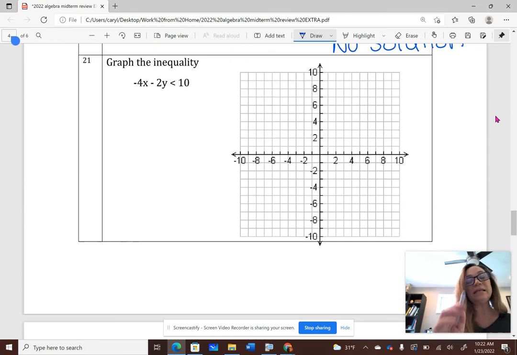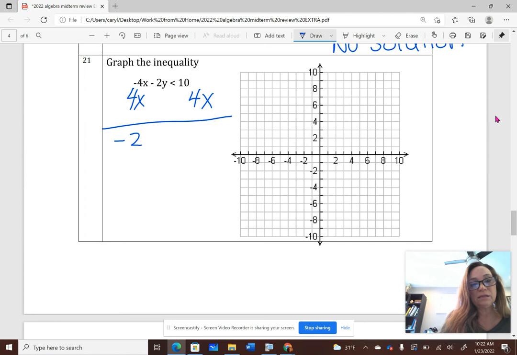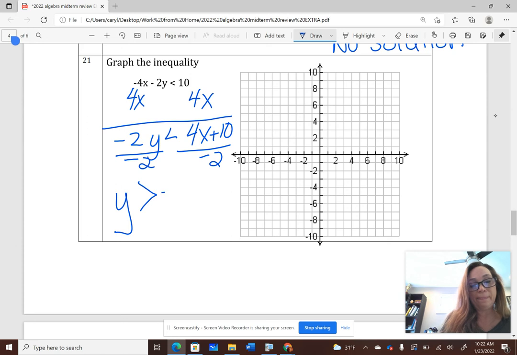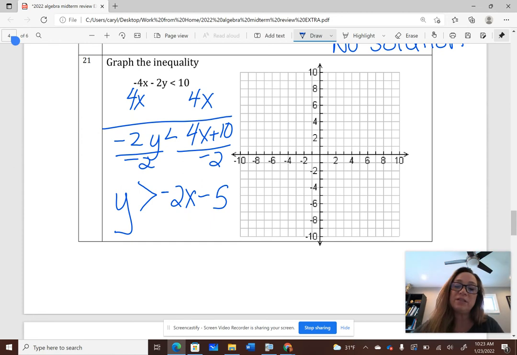All right, so this, it's a graph. It's going to be the line and the shading. But first, you got to put it in y equals form. So the opposite of subtracting 4x is adding 4x. And then I have to divide by -2. Be careful when you divide by a negative because you got to flip that inequality. Okay, so now I have a negative slope and a negative y-intercept.